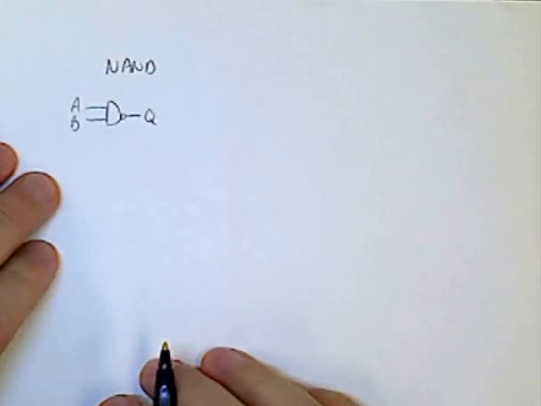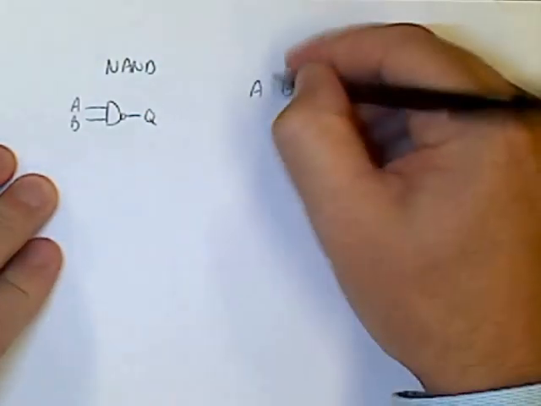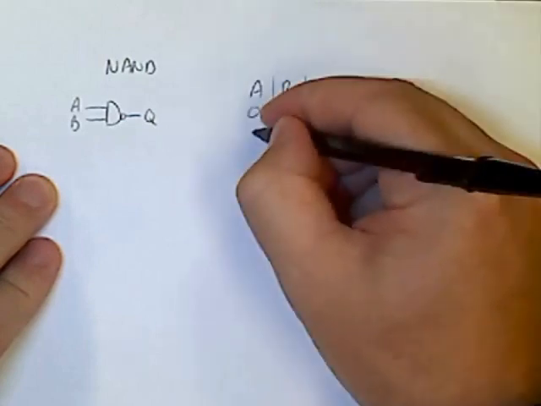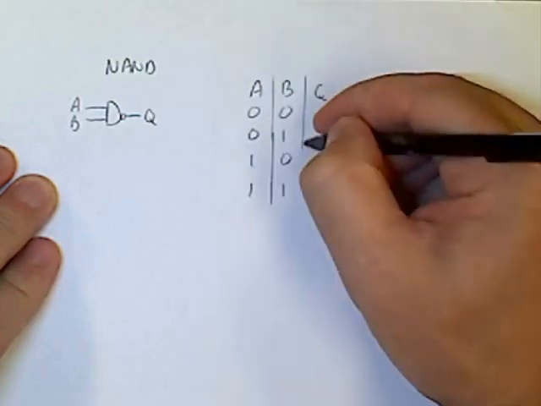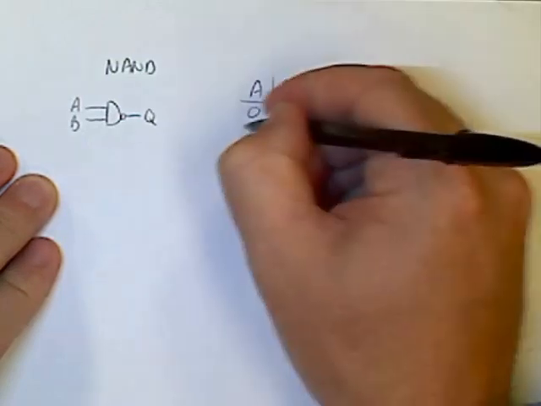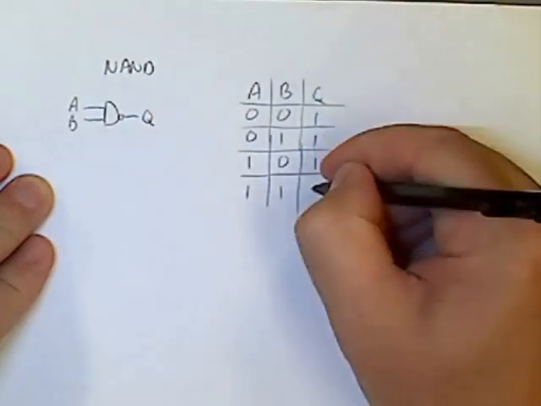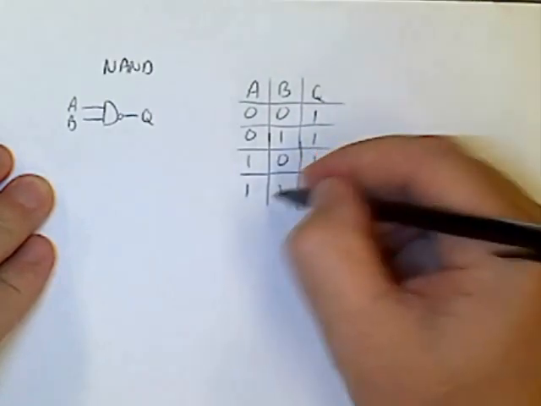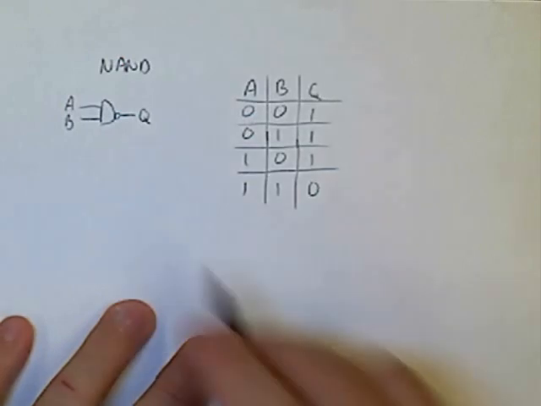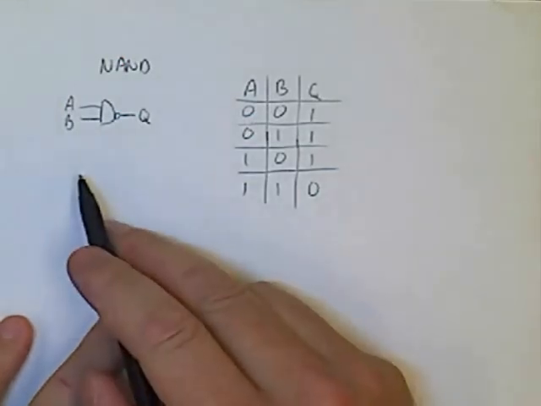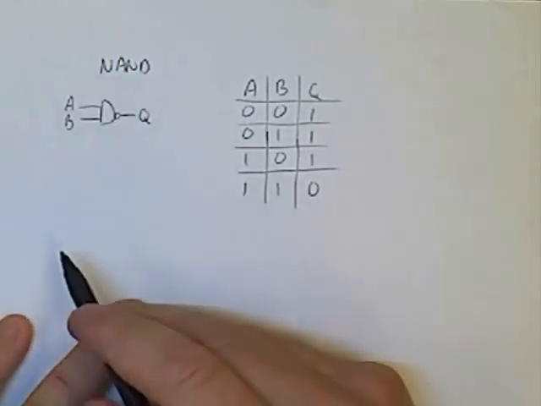Okay, and I'll redraw the truth table. A, B, Q, 0, 0, 0, 1, 1, 0, 1, 1. And they were all true except for that one. Now we're going to look at how we can use these to create other gates.